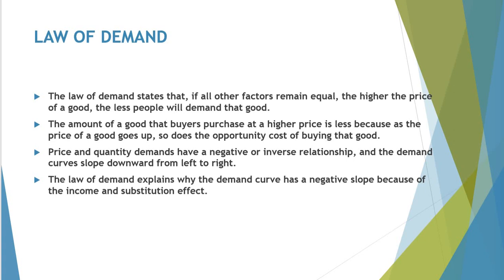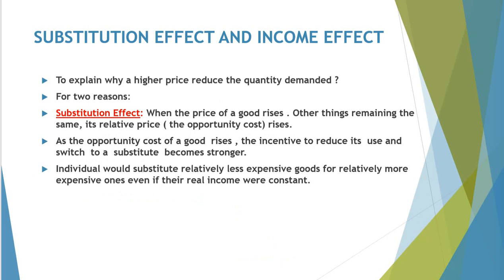Ini just description of the demand curve. Nah, negatif kan. Tadi kan kita cakap dia negative relationship kan. Dia slope from left to right. Negative relationship. So the law of demand explain why the demand curves has a negative slope. Because of income and substitution effect. Okay, so what are income and substitution effect? So substitution effect and income effect, this one explain why the higher price resulted in the lower quantity demand.